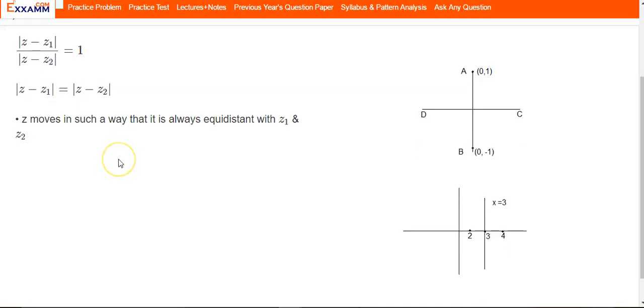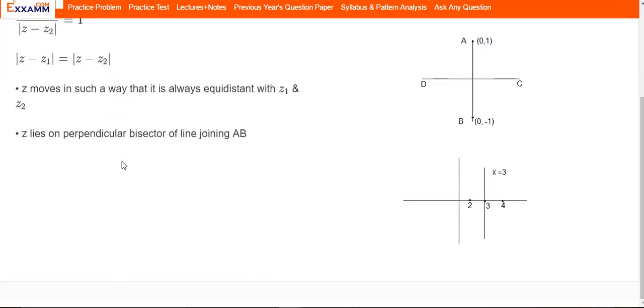Let us take a couple of examples to understand it even better. If modulus of z minus i is equal to modulus of z plus i, that is z1 is equal to 0, 1 and z2 is equal to 0, minus 1. So the line joining the two is this one, and the middle point is the origin. So the perpendicular bisector is the x-axis. So this would represent the x-axis.